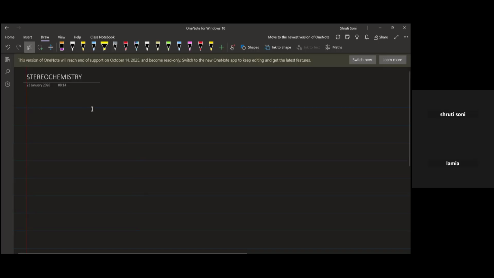Now we'll start with stereochemistry. So, firstly, what is stereochemistry? Stereochemistry is majorly used to identify the optical activity of any compound.